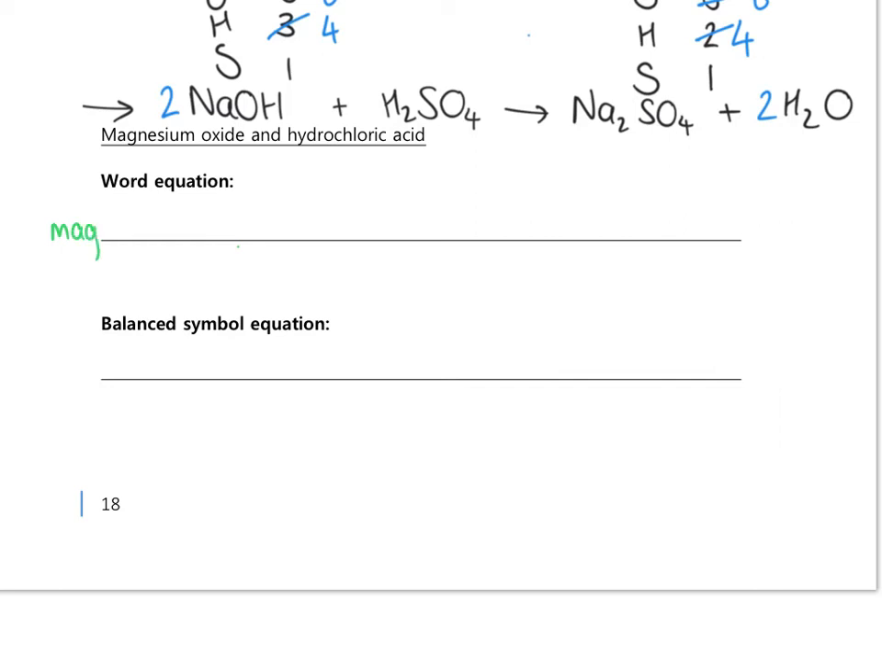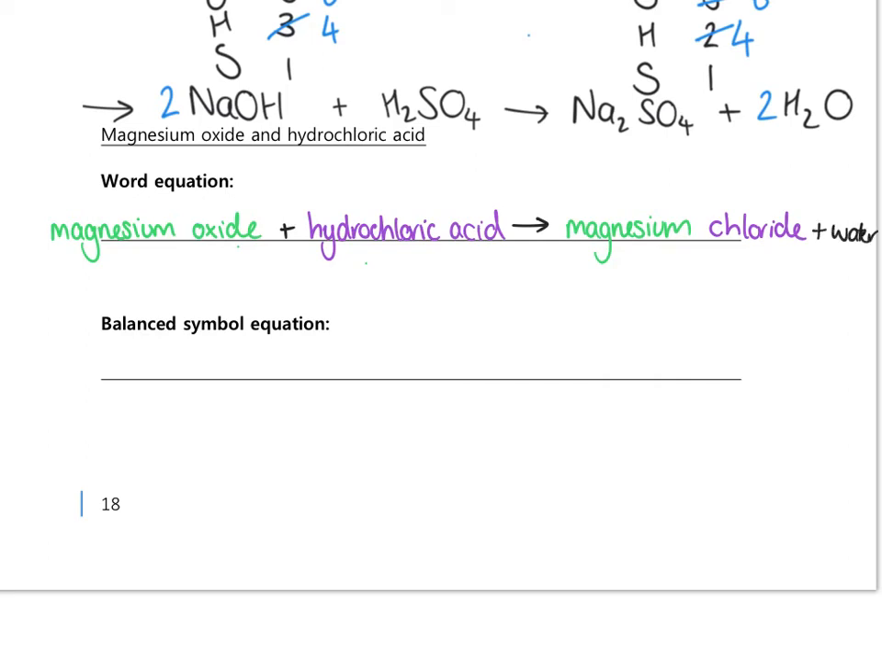We always need to do that so we can know what our products are. So we've got magnesium oxide reacting with hydrochloric acid. Remember, back to your general equation, we're going to get a salt and water. Our salt is going to be magnesium. That's the first part of the name. The second part of the name comes from your acid. It's going to be chloride this time because hydrochloric acid changes its name to chloride. Plus water.